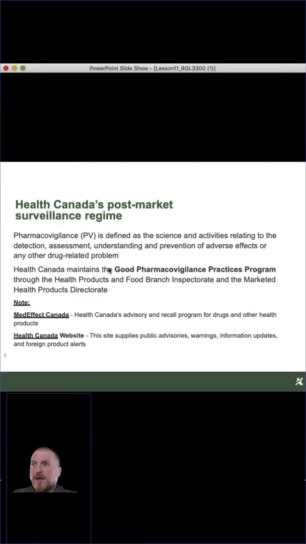Pharmacovigilance is defined as the science and activities relating to the detection, assessment, understanding, and prevention of adverse effects or any other drug-related problem. Canada has its Good Pharmacovigilance Practices program at the Health Products and Food Branch Inspectorate and the Marketed Health Products Directorate. Okay, I include some notes of the various websites you can use. Those should be active on your version of the presentation once you turn it into presentation mode. If not, you can look up these things and reactivate the URLs. Okay.